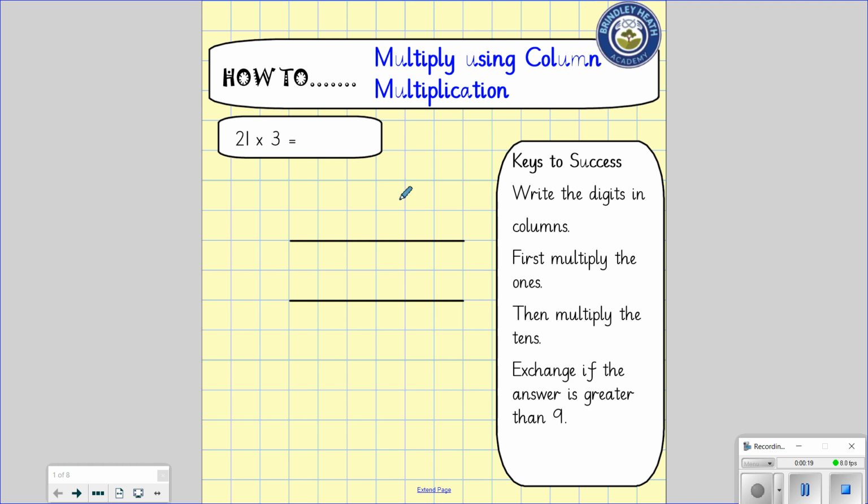So the first calculation that I'm going to have a look at is 21 multiplied by 3. The first thing I've got to do is to write the digits in columns so that my ones are in a column and my tens are in a column. Then I'm going to multiply each of these digits by 3. So 3 times 1 is 3 and 3 times 2 is 6. So the answer to my calculation is 63.